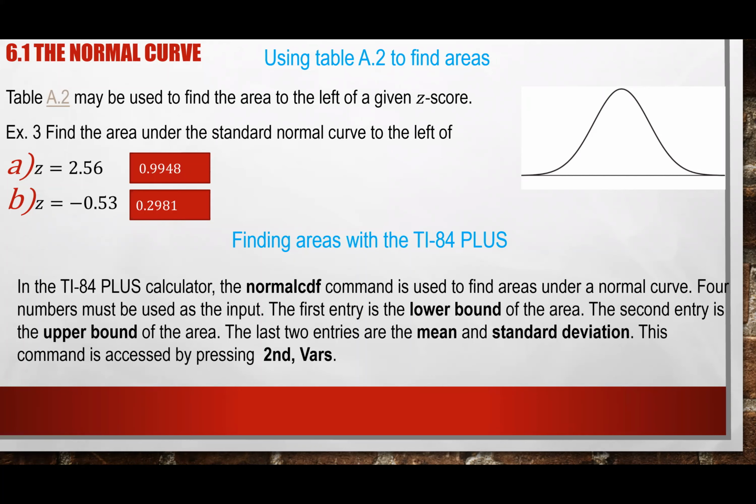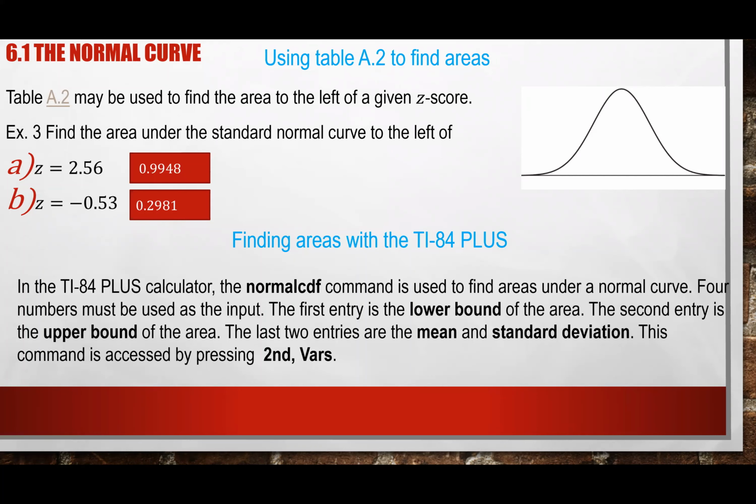To do this, we need to hit second VARS, just like in chapter 5, right? The only two items that we will be using are the normCDF and the inverse norm. Unlike the binomial distribution, where we use binomial PDF and binomial CDF, for the normal distribution we will never use normal PDF, because like I mentioned, at one particular point we cannot find the area. For normal, we have to use normal CDF and inverse norm. We will do inverse norm later.